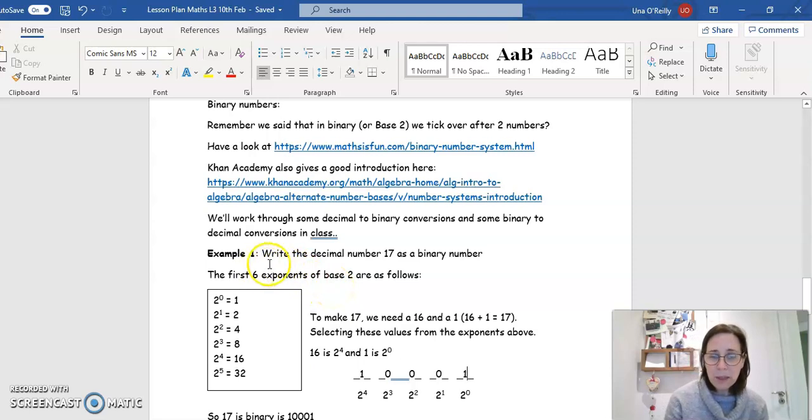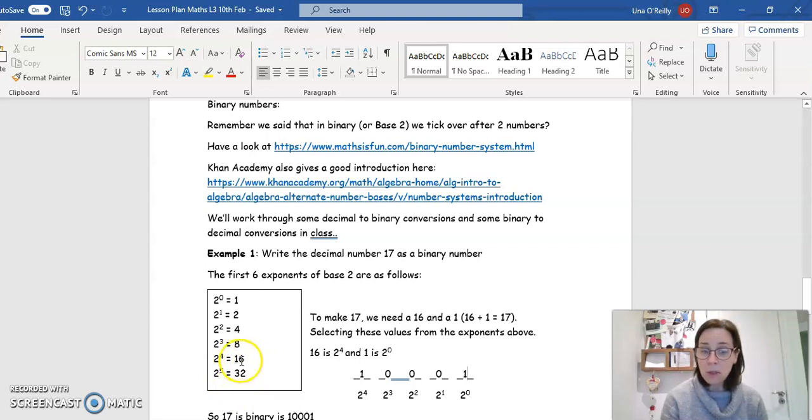So this one is example 1. It says write the decimal number 17 as a binary number. Now, as you'll have seen, or you will see in the videos that I sent for the conversions, write down your exponents here at the side. Okay, so 2 to the power of 0 is 1, 2 to the 1 is 2, 2 to the 2 is 4, and so on. Okay, that's why I've had you learning about exponents for the last few weeks. Okay, so I've written the first 6 there. Now to make 17, we can go up as far as 2 to the power of 5 here. That's 32, that's way too big.